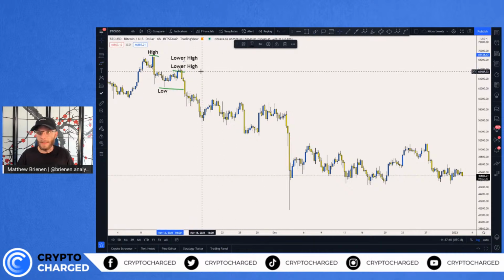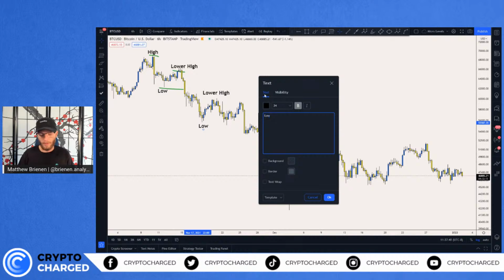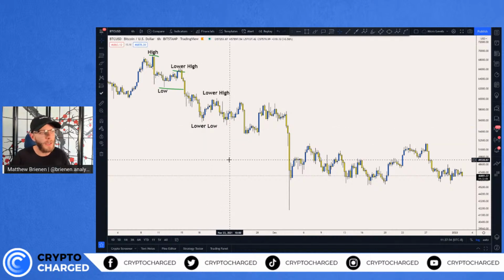So again, we're going to see the same thing start over and over again. And we're going to keep setting lower lows. So lower low. And this is what makes up a downtrend. So again, when we're looking at an uptrend, we're looking for a series of higher highs and higher lows. And in a downtrend, we're looking for a series of lower highs and lower lows.